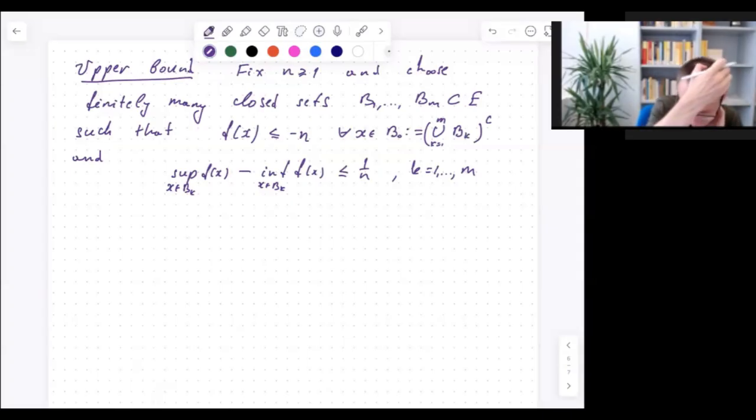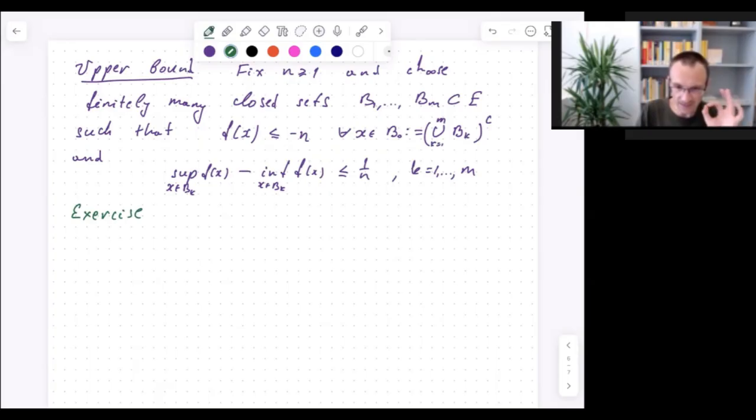Since the function f is a continuous function and also bounded from above, you can always choose such a family of closed sets with these properties, and this is an exercise for you to explain why such a family of closed sets exists.